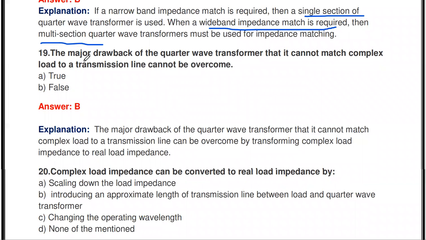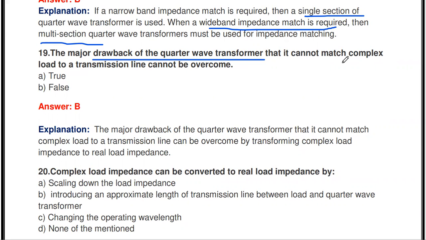Then the next one: the major drawback of a quarter wave transformer is that it cannot match a complex load to a transmission line, and this cannot be overcome. Already you know the quarter wave transformer can match only a real load to a transmission line.